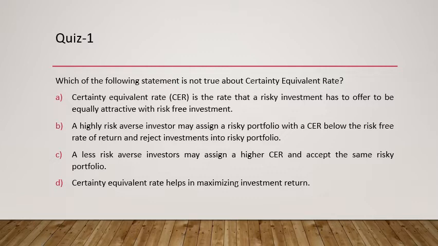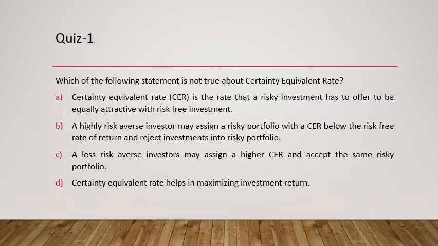The first statement is certainty equivalent rate is the rate that a risky investment has to offer to be equally attractive with the risk-free investment. This statement obviously is true because you are comparing two portfolios, one risky, one risk-free, and they have to be made equally attractive. So certainty equivalent rate provides that linkage here. A highly risk-averse investor may assign a risky portfolio with CER below the risk-free rate of return and reject investments into risky portfolio, which is obvious, because if I'm a risk averse investor, I will not like to take risk, and I may assign a CER below the risk-free rate and reject it.